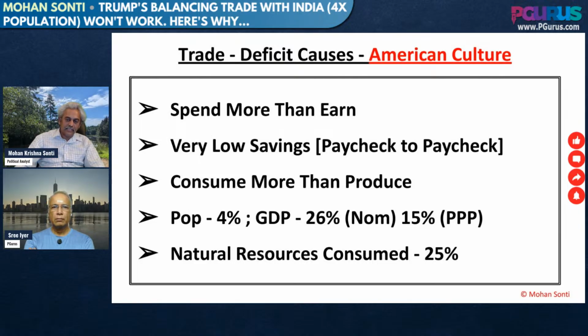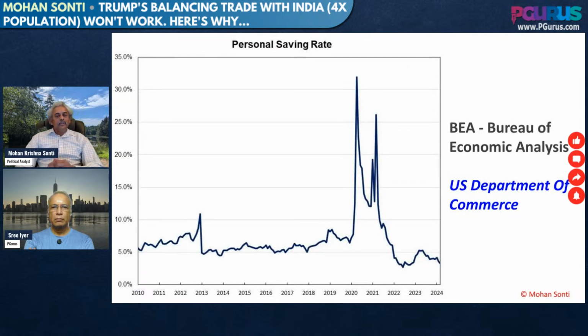But let's look at some stats for this. The personal savings rate comes from the Bureau of Economic Analysis, US Department of Commerce. These numbers are from 2010 to 2024. You can see that American saving is only about 5% of what they earn of their total income. And in fact, in the last 22, 23, you see it's even less than 5%. So essentially, for every $100 they earn, they save less than $5. Everything else is spent, right?